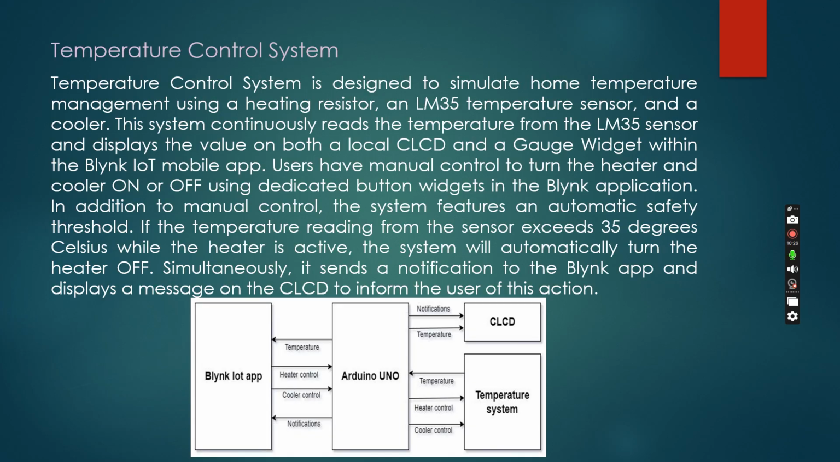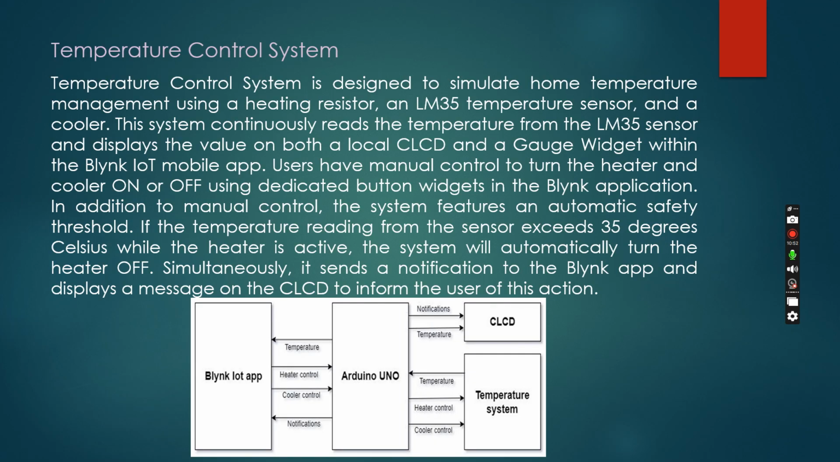Users have manual control to turn the heater and cooler on or off using dedicated button widgets in the Blynk application. In addition to manual control, the system features an automatic safety threshold. If the temperature reading from the sensor exceeds 35 degrees Celsius while the heater is active, the system will automatically turn the heater off.